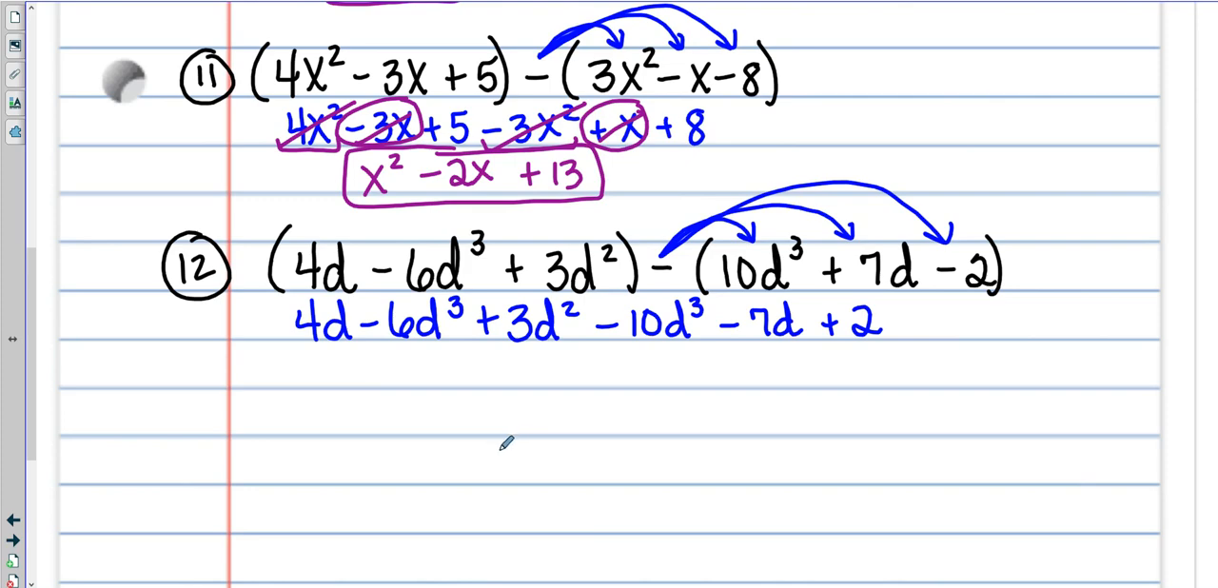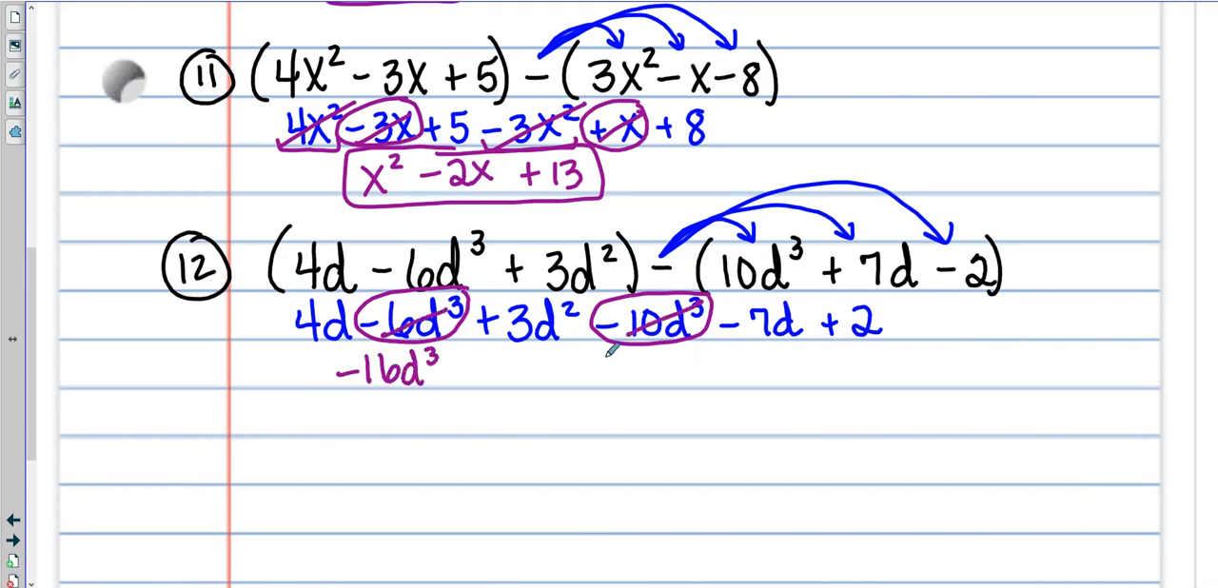So I already know I have to put it in standard form, so I'm going to look for the highest degree of each term. I noticed the third power is going to be the highest. So I'm going to look at this first. Negative 6d to the third power, I'm going to combine it with the other d to the third power. So negative 6 plus a negative 10 gives us negative 16d to the third power.